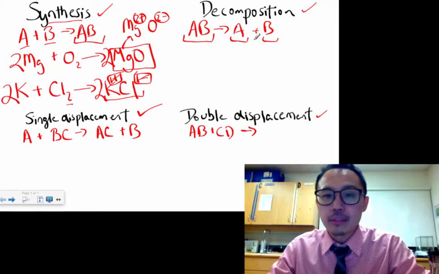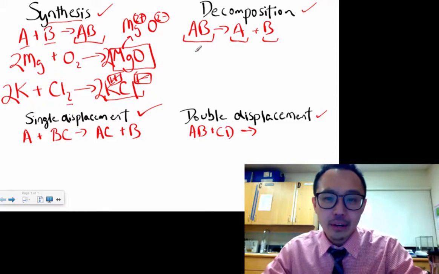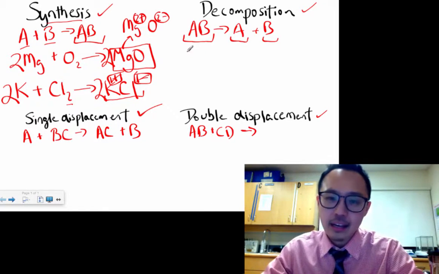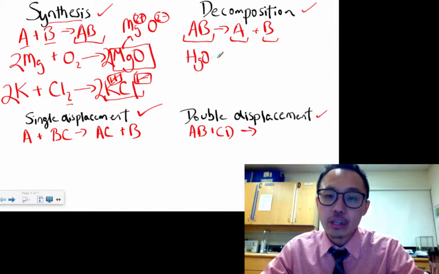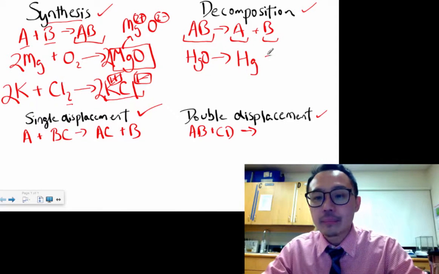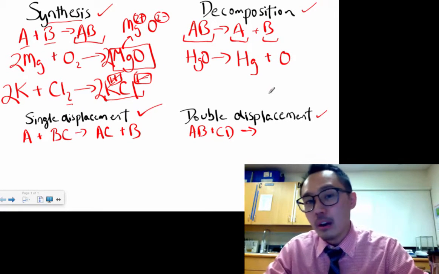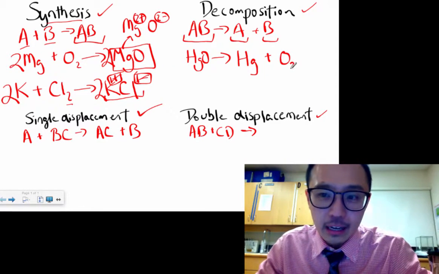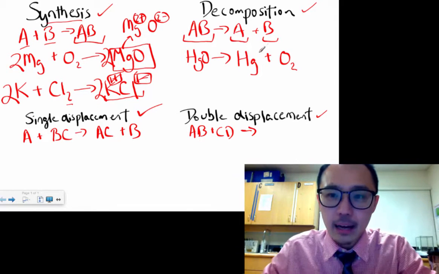Jumping over to decomposition, that's completely opposite. This is breaking down. So another example of this, let's say HgO. You have 1 big piece, and this is going to break down into Hg and O. Is it going to be O? It's not going to be O, because O is a diatomic molecule. It needs to be by itself.